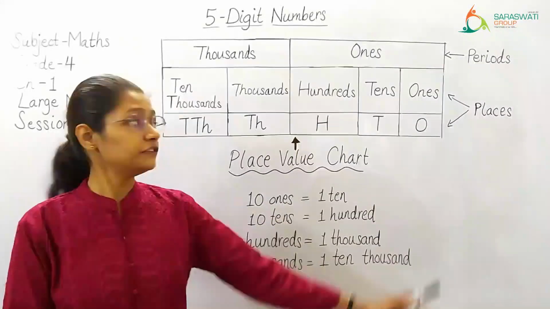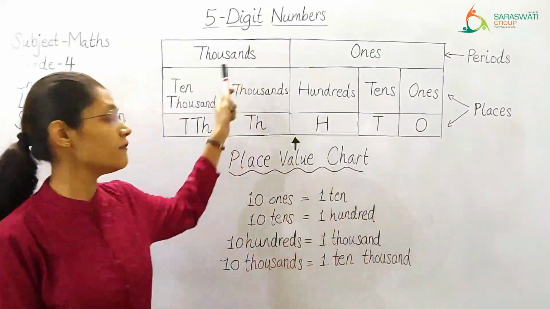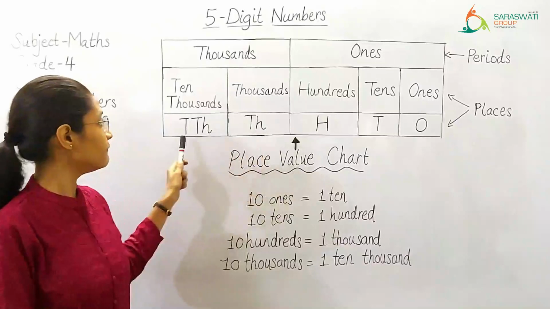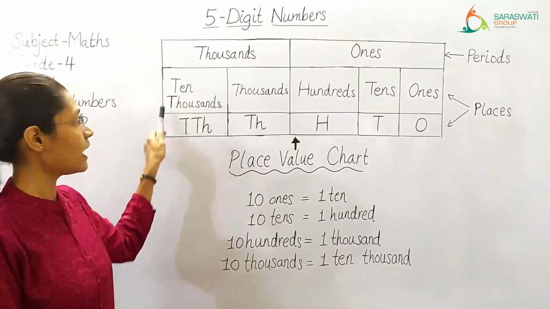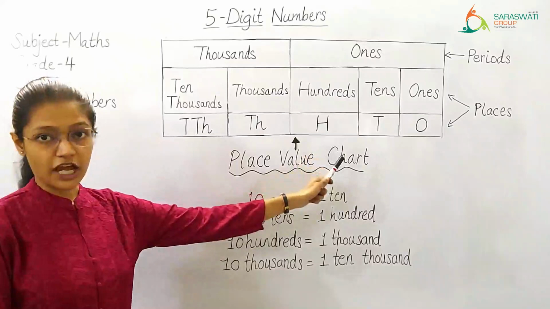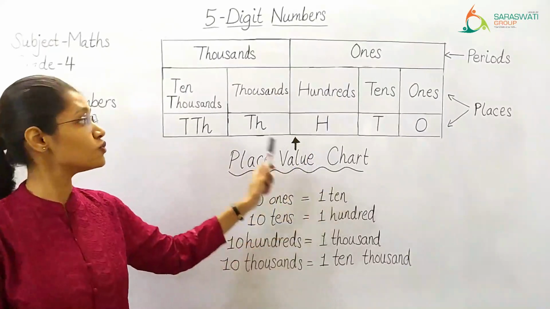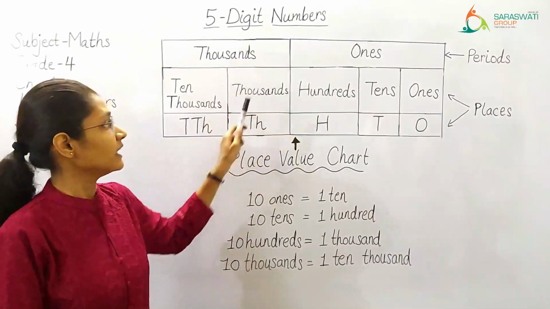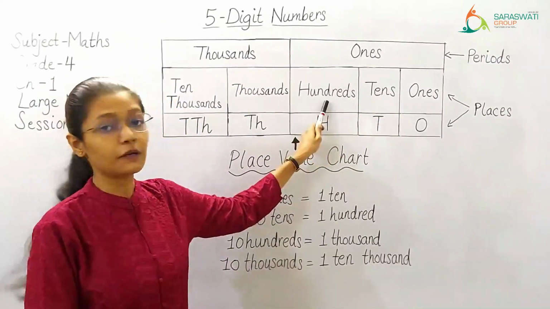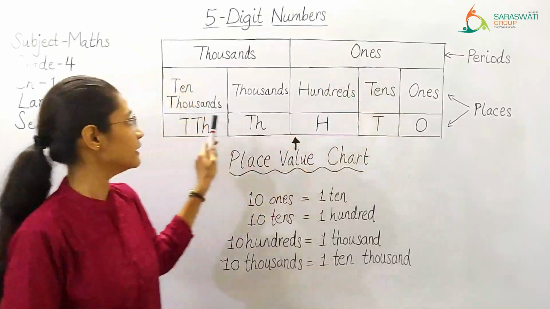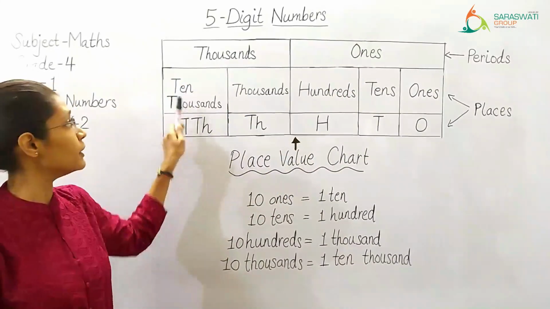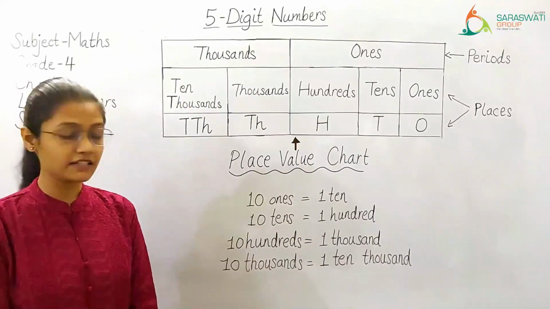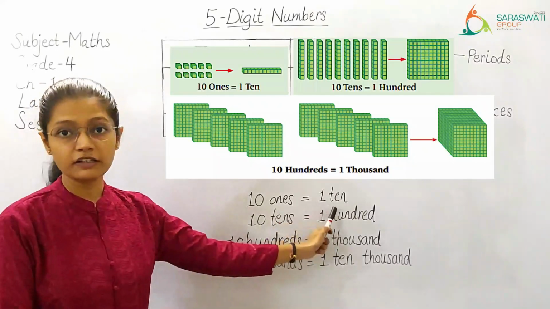Now students, this is the place value chart for 5-digit numbers. This place value chart has a new place, the fifth place from the right side, which is the 10,000s place. This place value chart for 5-digit numbers is divided into 2 periods, ones period and thousands period. The places ones, tens and hundreds belong to the ones period and the places thousands and 10,000s belong to the thousands period. Now students, you already know that 10 ones equal 1 ten.